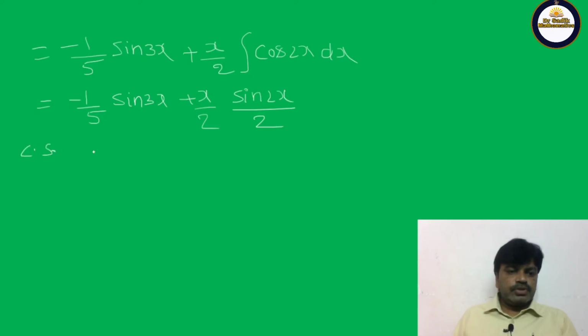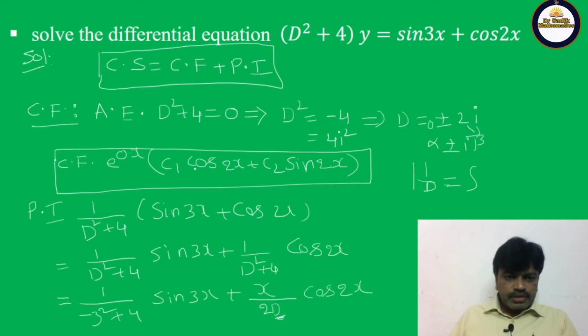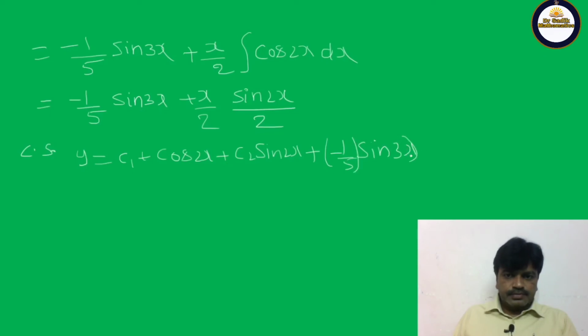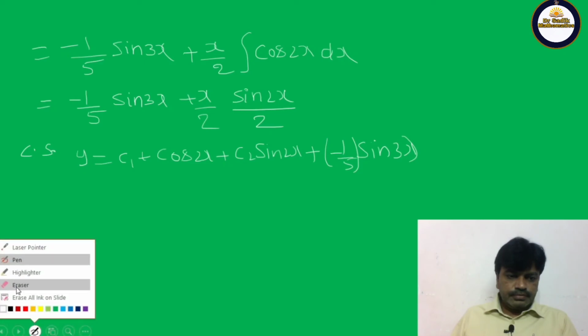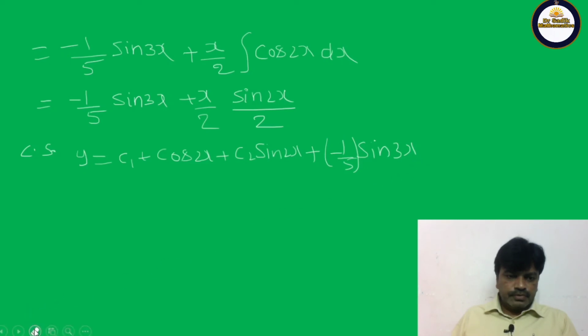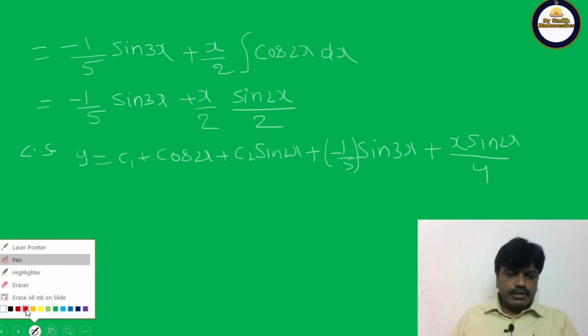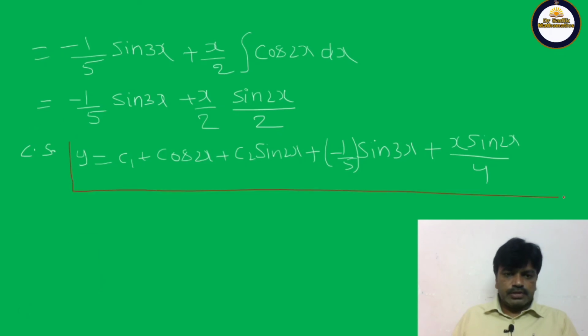So complete solution y is equal to complementary function c1 cos 2x plus c2 sin 2x, plus particular integral, minus 1 by 5 sin 3x, plus x by 2 into sin 2x by 2, so x sin 2x by 4, which is the required solution of the given problem, friends. You highlight the solution always, don't forget, friends.